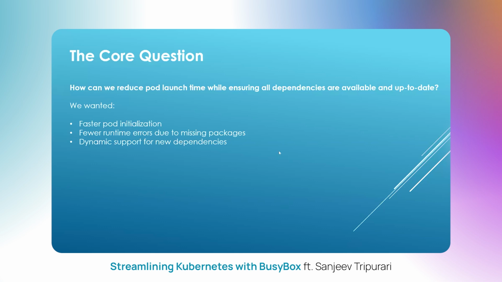So when I brought them all together, I said, okay, this is my requirement. I need faster pod initialization, with fewer runtime errors or missing packages. I also want you to be able to install things: you can put the pip install, you can add the Java file, you can add any jar file. But I don't want the pod to be stuck over there. Can we find an alternative way?